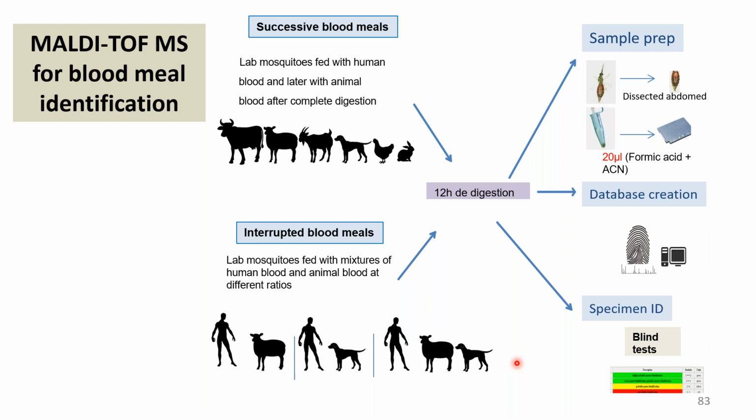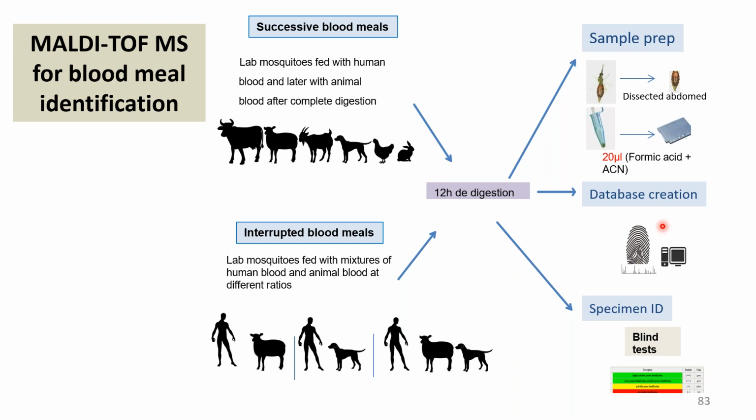The way we mimic that is that we fed the mosquitoes a mixture of blood, either human and sheep, human and dog, or, let's be crazy, human, dog and sheep. We couldn't just feed them successively on different hosts, because technically you don't know if 100 of your mosquitoes will feed on the first host and 100 of them will feed on the second host. So we needed to make sure that mosquitoes had fed on both blood meals. He left them for 12 hours, retrieved the abdomen, crushed it in formic acid and acetonitrile, created this database and proceeded to sample ID.